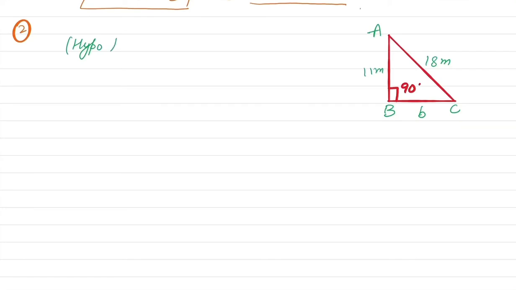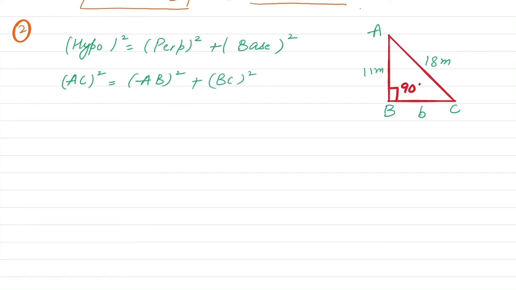We know that hypotenuse, the longest side, whole square is equal to perpendicular square plus base square. Now we know that hypotenuse is AC, so AC whole square is equal to perpendicular AB whole square plus base BC whole square. Now AC is given to us, which is 18. So 18 whole square is equal to AB, which is 11 whole square, plus BC, which is small b square. So 18 times 18 is 324, and 11 times 11 is 121 plus b square.